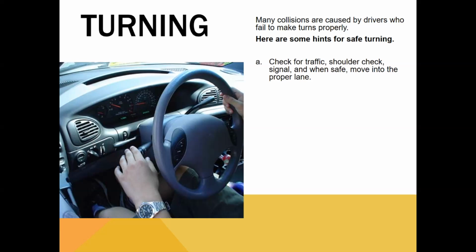Here are some hints for safe turning, or like I said, the steps. Always check for traffic well in advance. And that's traffic not only ahead of you, but also behind you. Remember we talked about checking your rear view mirror, doing a shoulder check to either side of your vehicle. So checking your blind spots, making sure there's no one there, and signaling your intent to turn, whether it's right or left. And then when safe, moving into that proper lane well in advance.